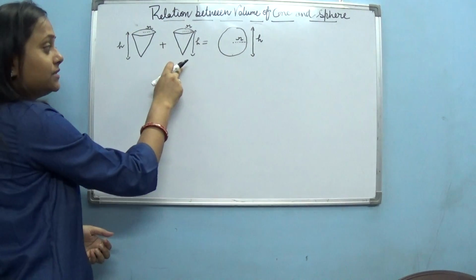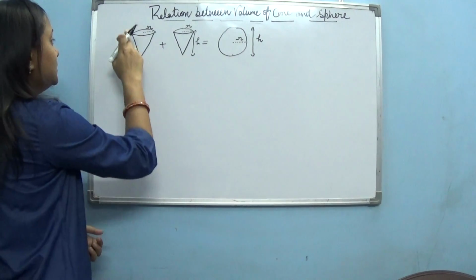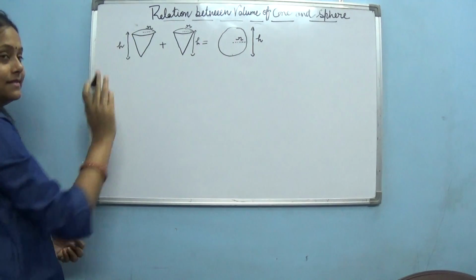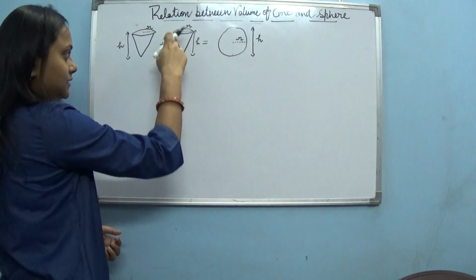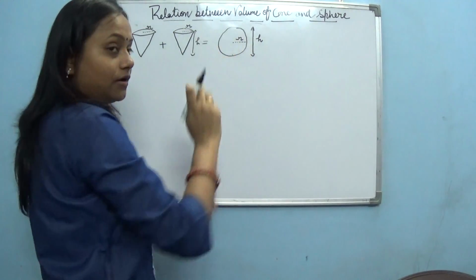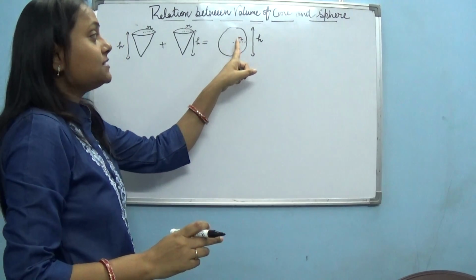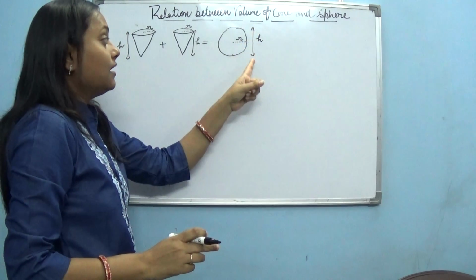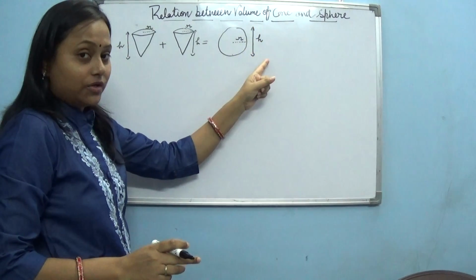There are two cones and one sphere. The height is h, the base radius is r. This cone also has height h and radius r, and this is the sphere. The radius is r here and the height is also h here.